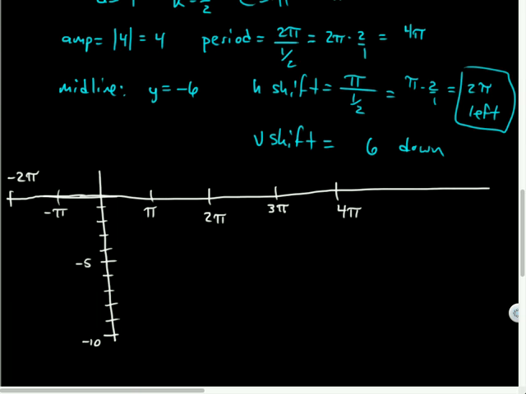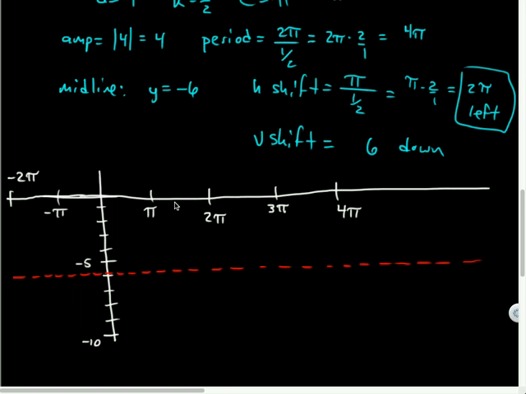Okay, so let's graph the midline. Where's the midline? It's -6. So I'm going to use that as a bearing. That means the middle of the graph has to be at -6, the average value, if you want to think about it that way. It means it has to start at... what does it start at? Sine starts at 0.